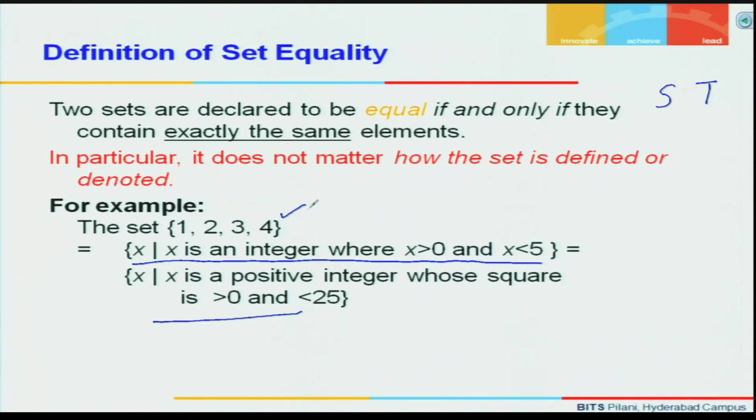So they can be defined syntactically in three different ways, but they represent the same set, that is {1, 2, 3, 4}. However you describe it, as long as all the elements in one set are there in the other set and all the elements in the other set are there in the original set, the two sets will be equal. The description really doesn't matter as long as the objects inside the set are the same.